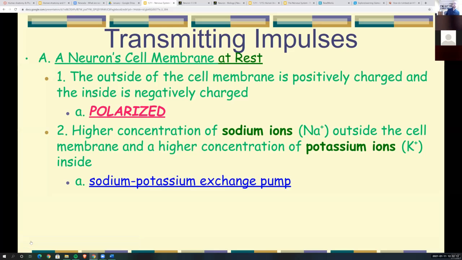Now, what is keeping the membrane in this state? What is allowing there to be more sodium ions outside and less potassium ions inside is a very important cellular pump, which we call the sodium potassium exchange pump. Can anybody guess what that pump does? Look at its name.